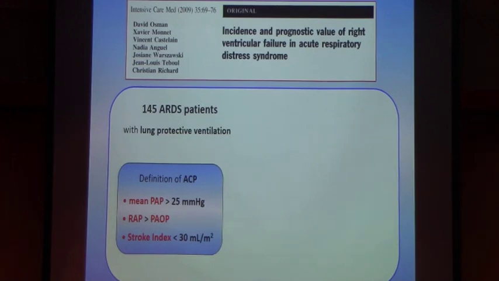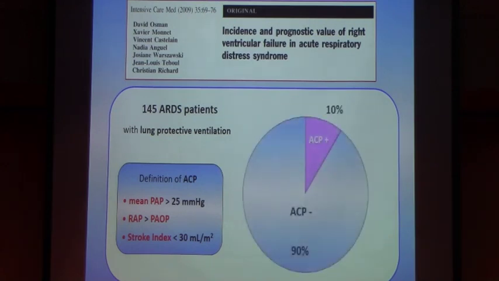In another study we did years ago, we defined acute cor pulmonale differently. We used a Swan-Ganz catheter, and we used a mean PAP above 25, right atrial pressure above POP, and stroke index less than 30 ml per meter square, and we found an incidence of 10%. So it is between 10% and 22%, depending on how you define acute cor pulmonale.